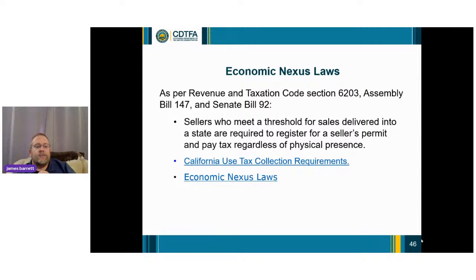The baseline that was approved in the Supreme Court decision was $100,000 in sales or 200 individual transactions. So if you hit $100,000 in sales or 200 individual transactions, you can come to this second link here, the Economic Nexus Laws link on this page. This takes you to an outside website. I'm not encouraging you to spend any money there. Okay, it's TaxJar. I'm not endorsing anything, but they have all of the Economic Nexus laws in one spot. That's why I'm sharing it.